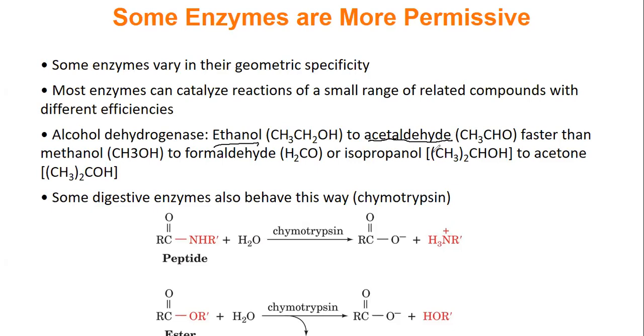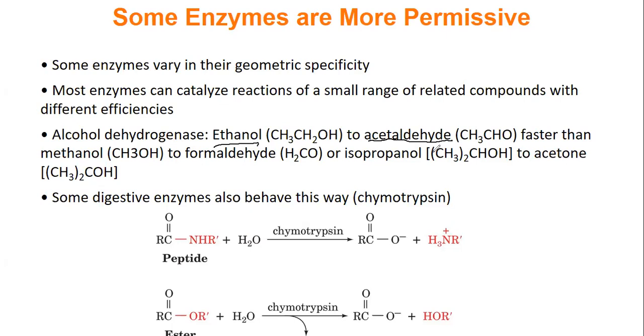But alcohol dehydrogenase can also break down methanol. And methanol, when broken down using this enzyme, will form formaldehyde. And formaldehyde will make you blind. So if you drink methanol, you're probably going to be blind, if not dead. While ethanol makes a compound that just makes you drunk.